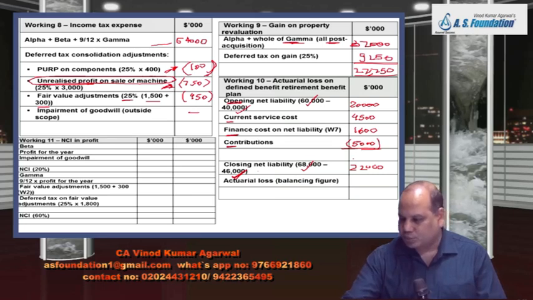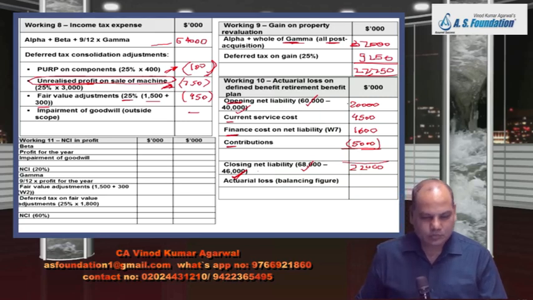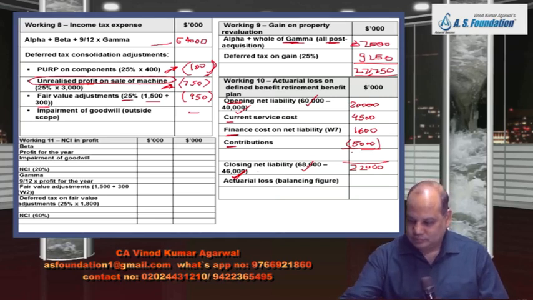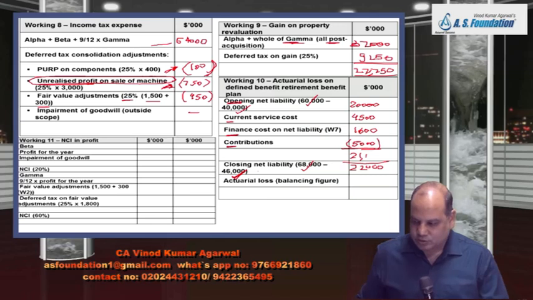This is my book value of the net liability right now: 20,000, 4,500, 1,600 minus 5,000. How much? 21,100. Very good. This is book value. But this is your fair value at the end. Net liability has gone up by 900.